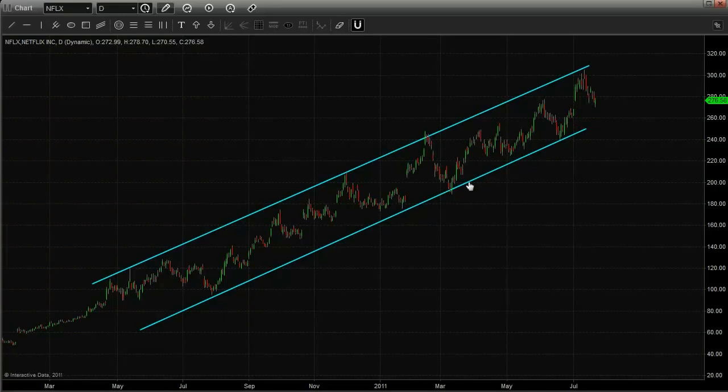You can see over a year here on Netflix that trend hasn't broken. And so by drawing these channel lines just gives you points of reference on where your higher probability entries will be on your trades. Let's look at another chart.